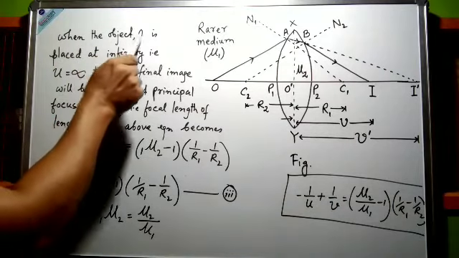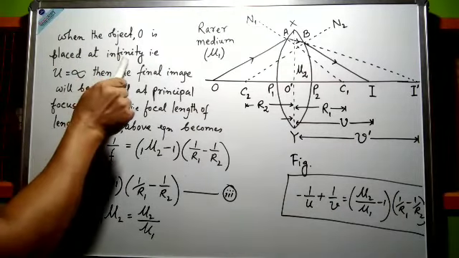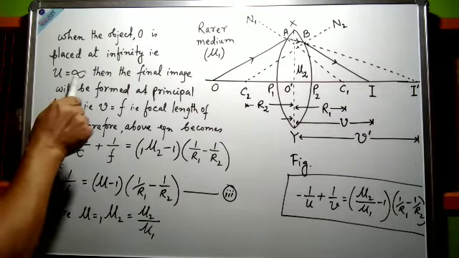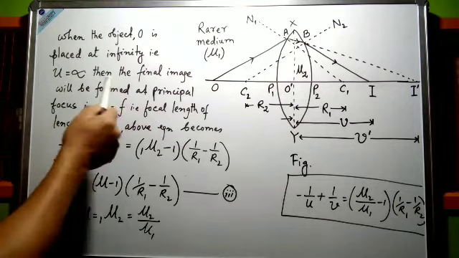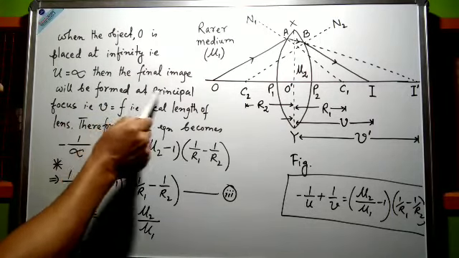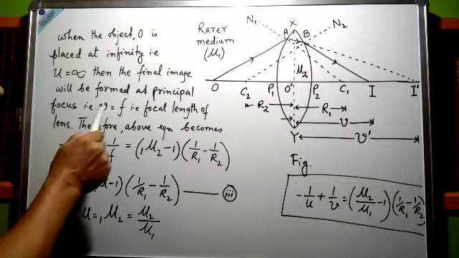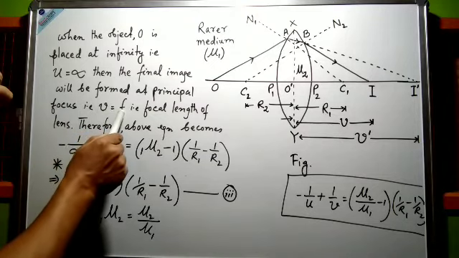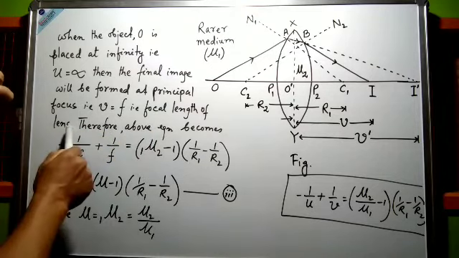Next, when the object O is placed at infinity, that is u equal to infinity, the object distance u becomes infinity. Then the finite image will be formed at the principal focus, that is image distance v equal to small f, the focal length of the lens.